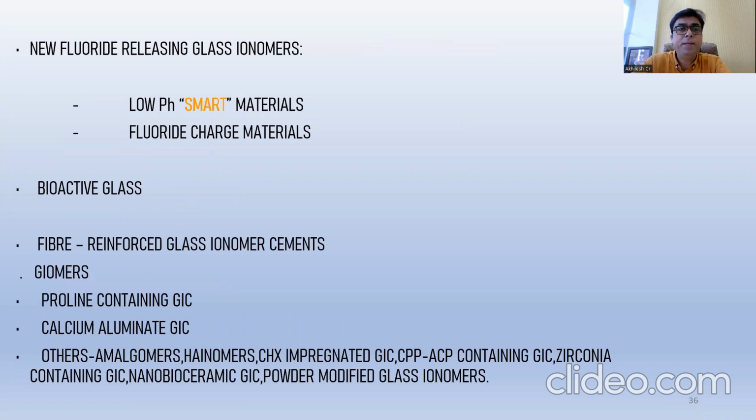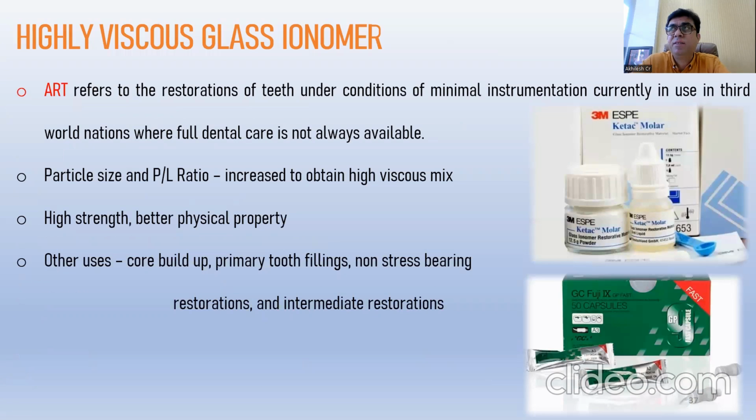low pH smart materials, fluoride charged materials, bioactive glass, fiber reinforced glass ionomer cements, giomers, proline containing GIC, calcium aluminate containing GIC, and others like amalgomers, hanomers, chlorhexidine impregnated GIC, CPP-ACP containing GIC, zirconia containing GIC, nano bioceramic GIC, and powder modified glass ionomer cements. So these are the various modifications in the GICs.